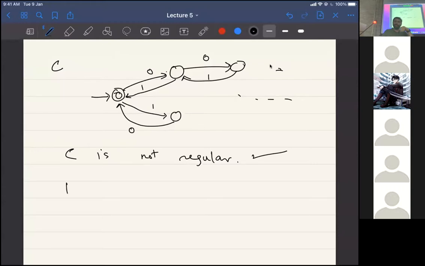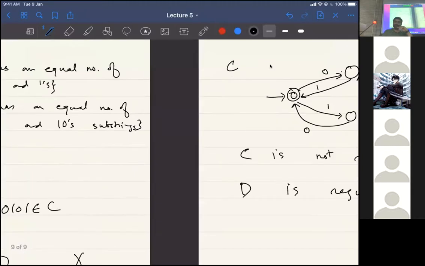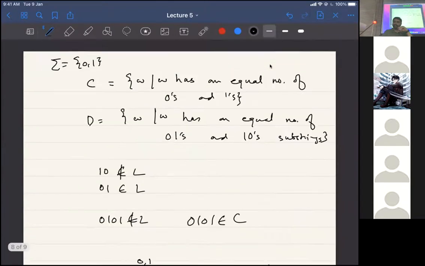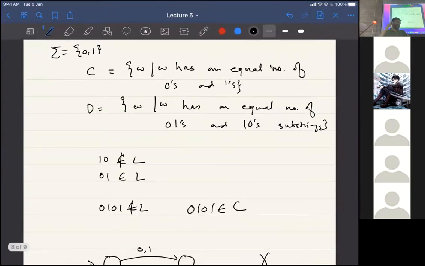Okay, what about D? D is regular. D is a language that contains strings W such that W has an equal number of 01 and 10 substrings.